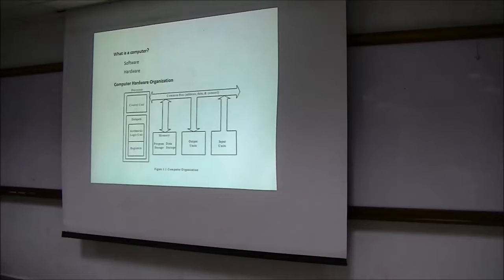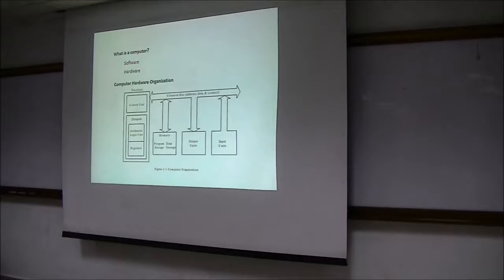So now we're going to start off first with what is a computer. Basically a computer is divided into 2: we have the software and also the hardware. Now what we're going to do is leave the software portion for now. We'll focus on the hardware portion. Is it okay? Are you all following?